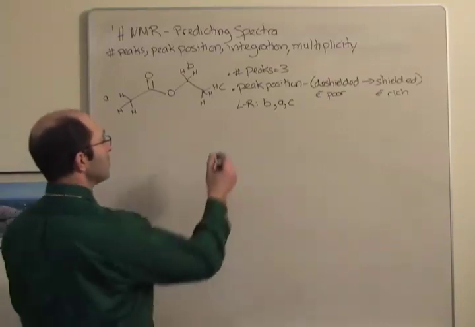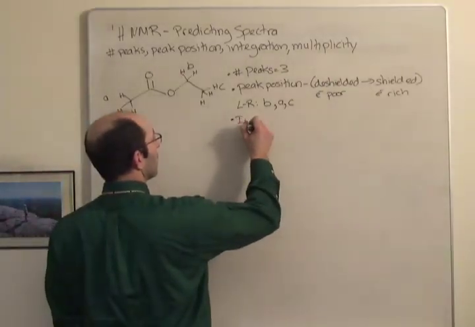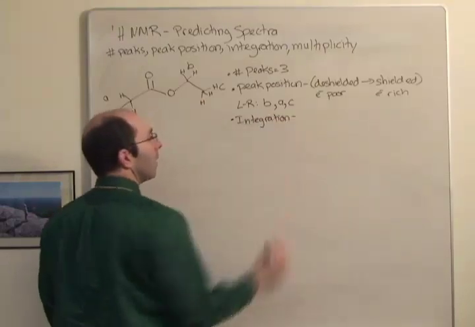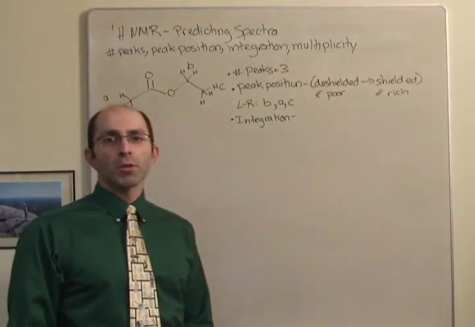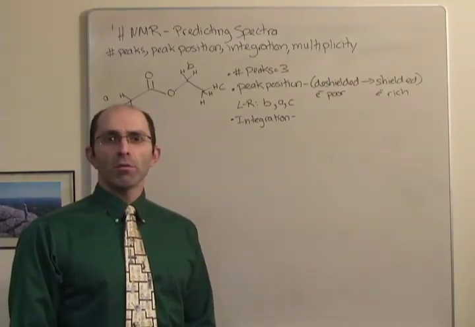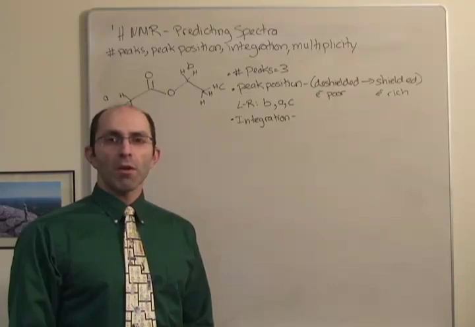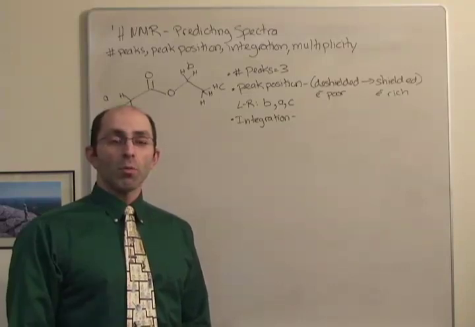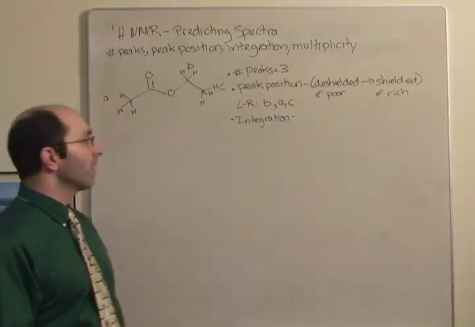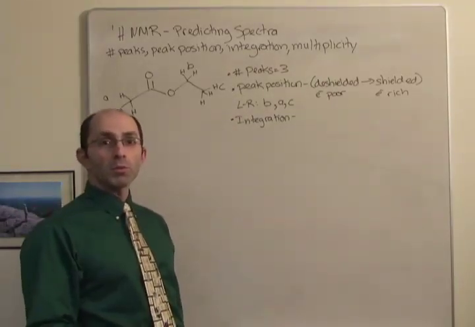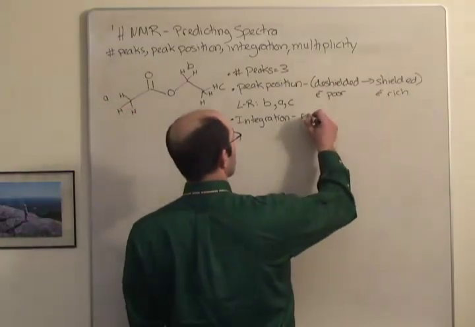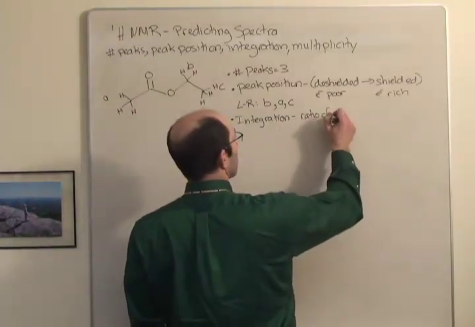Now we need to look to integration. And again, remember, integration is just a measure of how many protons are giving rise to the peak that you're looking at. And again, if you remember from calculus, integration means area under the curve. So what the computer is doing is actually measuring the area under the peaks. And then it gives you a ratio of that area, which relates to the number of protons that gave rise to the peak.